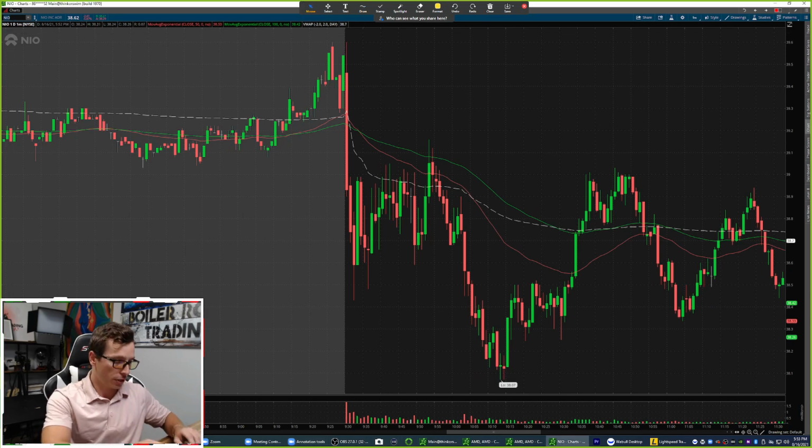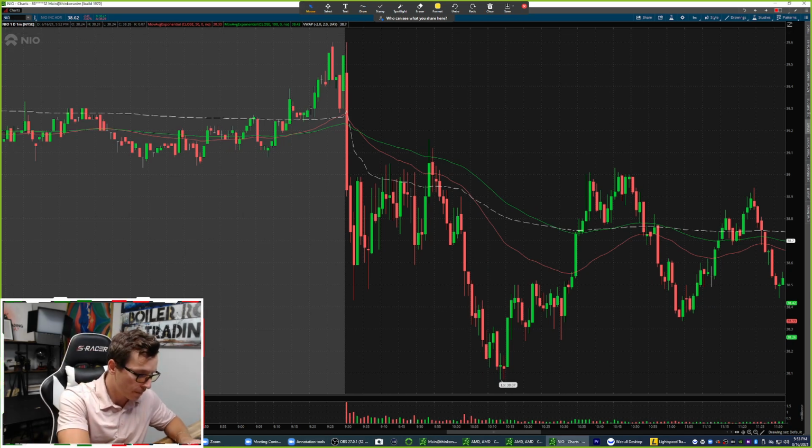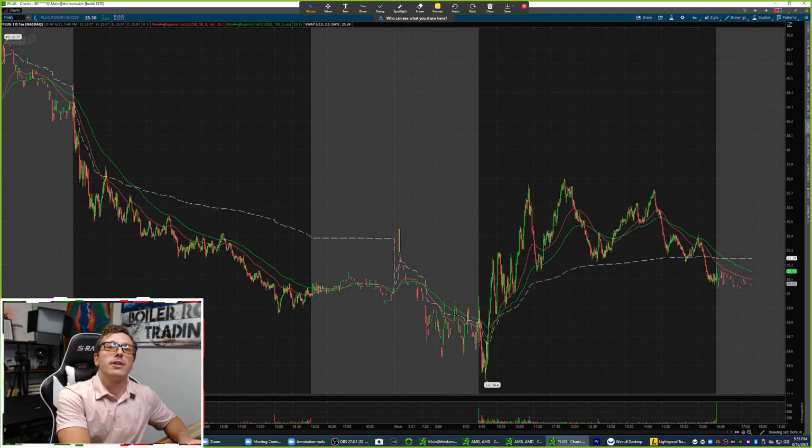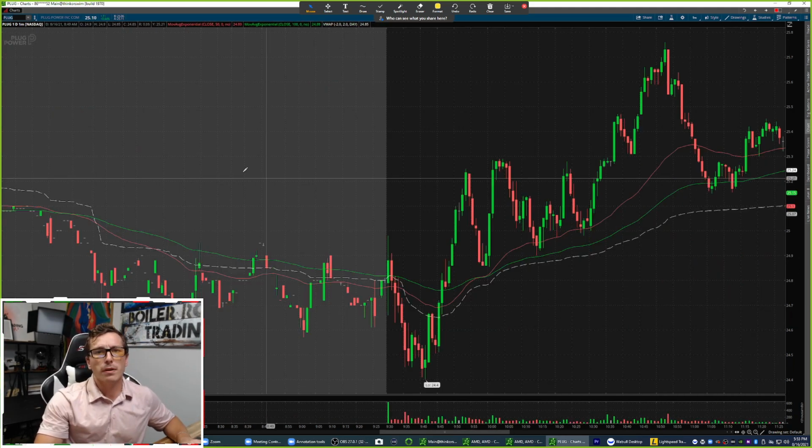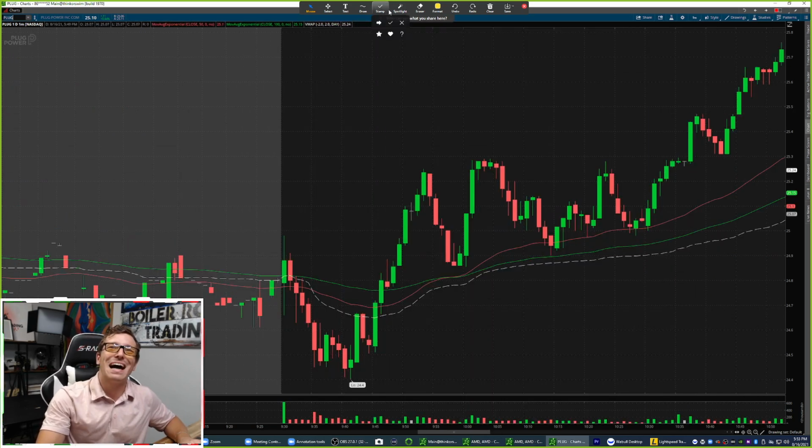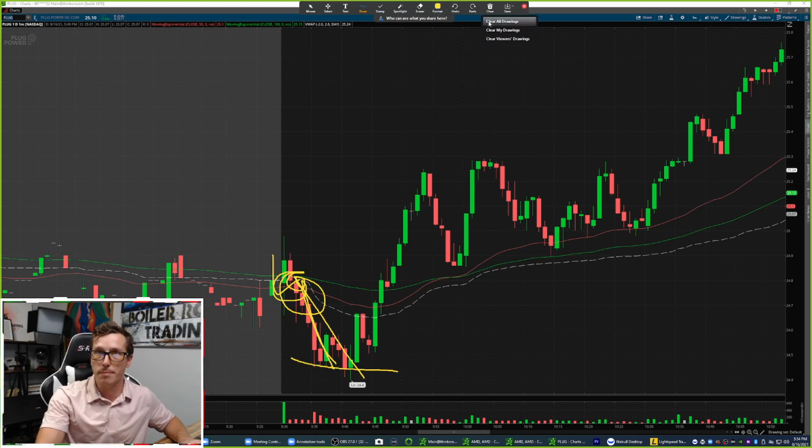I want to do just a couple more examples. Let's see what Plug Power did today. All right, so Plug Power, this one worked for the first start. You have your breakdown, it pops back into the VWAP, rejects away, and then you do in fact get a move. This really wasn't a big move, but sure enough, it was the first start of the move and the trend down for the day.